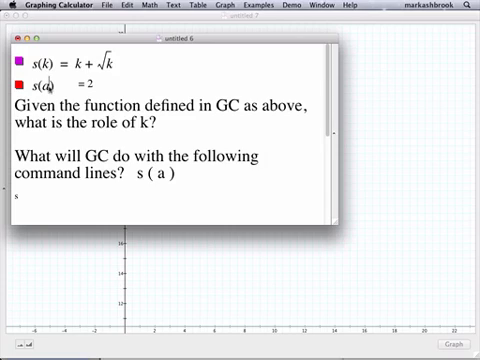So k is called a local variable. It's local to our definition of the function. It's just saying, okay, whatever's in the parentheses, I'm going to do this set of instructions on whatever is in the parentheses to return a value.